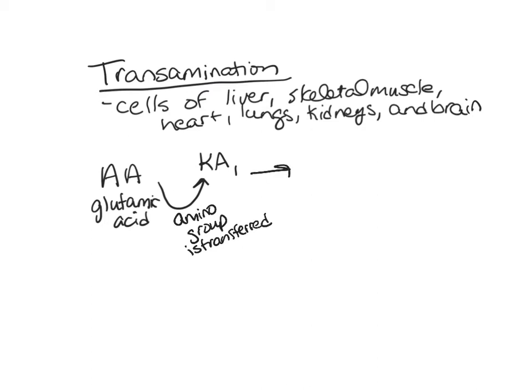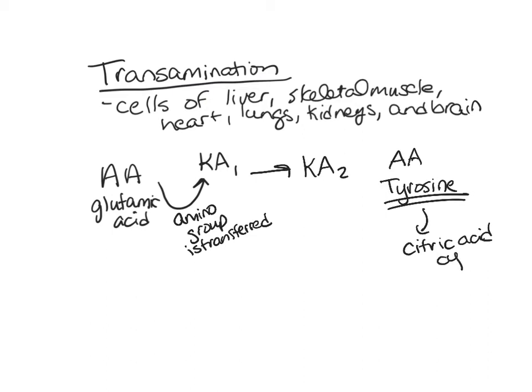So now keto acid 1 will bond to this amino group and it'll become a different keto acid. And the amino acid loses that amino group and it becomes another amino acid. The amino acid that it would become is tyrosine. Now tyrosine is an amino acid that can enter into the citric acid cycle, and that produces ATP. The other keto acid, keto acid 2, is just going to enter into the cytosol from the mitochondria.